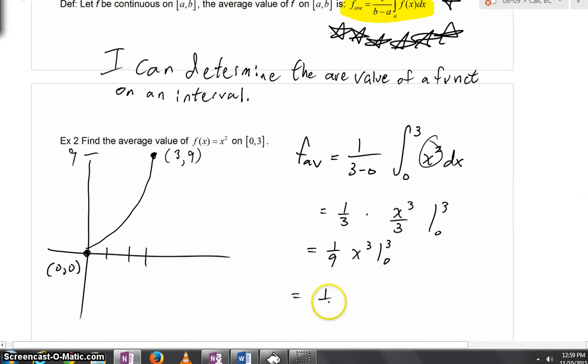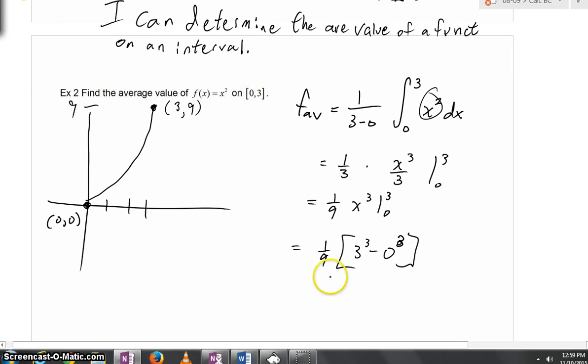And from here, you could see that you'd plug in 3 cubed minus 0 cubed. And 3 cubed is 27. And real quickly, you'd realize that it's 1/9 of 27 minus 0. 27 minus 0 is 27. If you take 1/9 of that, you get 3. That's the average value of y on this interval.